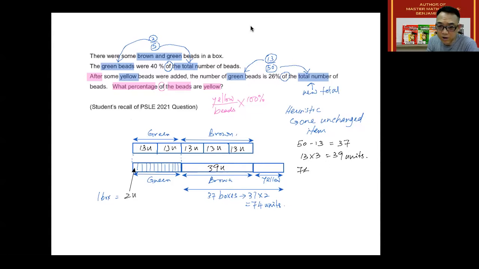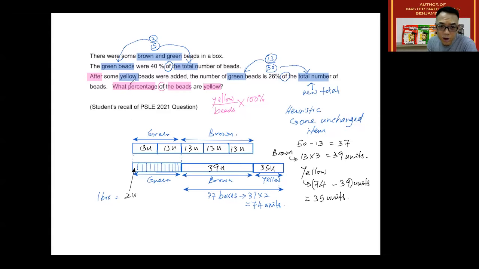Oh, and this is to find yellow. So let's just write yellow. And of course, we can write here brown. Okay, so for yellow, it would be 74 minus 39 units, giving us 35 units. Okay, so now we know that yellow is 35 units. So we can answer the question.